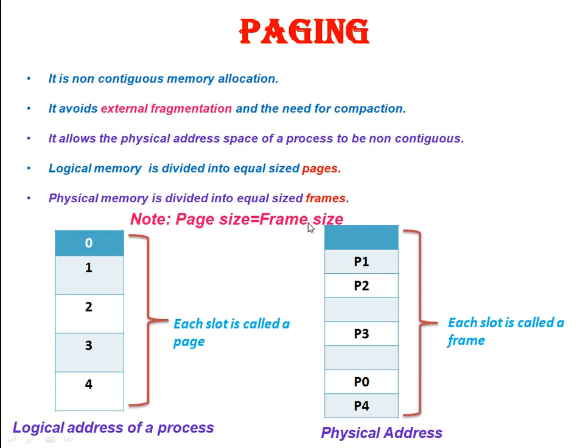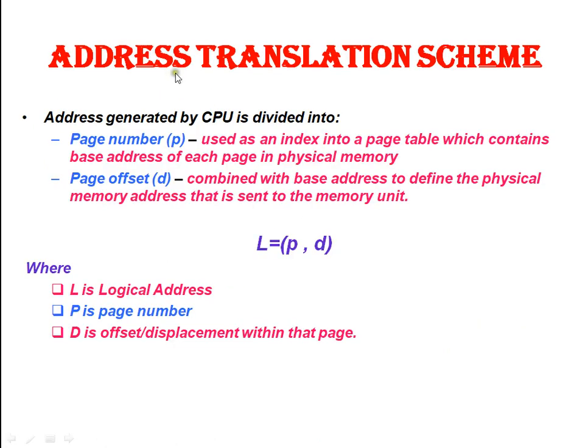We shall see next the address translation scheme. What do you mean by this address translation scheme? As you are aware, the CPU generates an address. Whenever the CPU generates an address, the address is divided into two parts. One is your page number, another one is your offset value. Offset is nothing but displacement, which we have already dealt with in the previous lecture video. So page number is an index to the page table, which contains the base address of each page in physical memory.